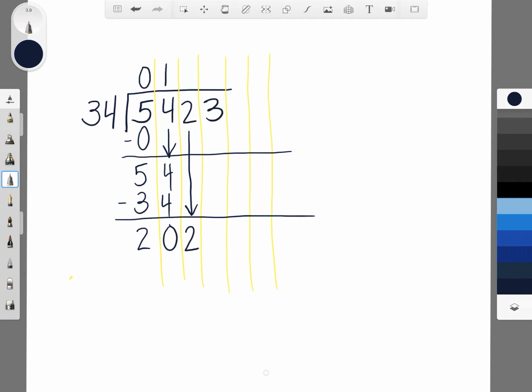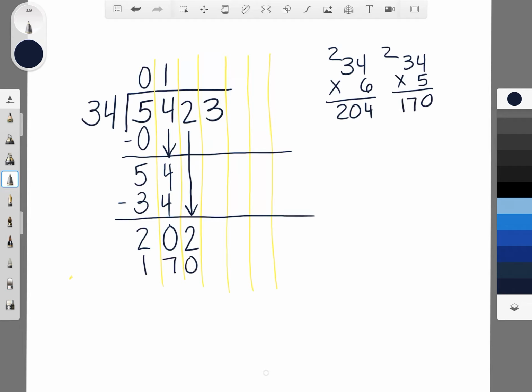And 34 goes into 202. I think maybe 6 times. Let's come over here to the side and try it out. 1,920. Oh, that went too many times. We've got to go down to 5, and that will be 170. Subtract that, and that is 32.